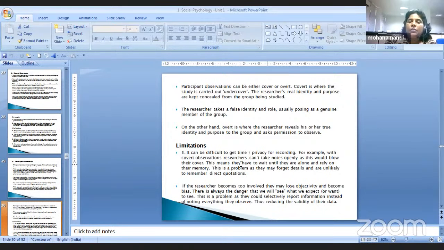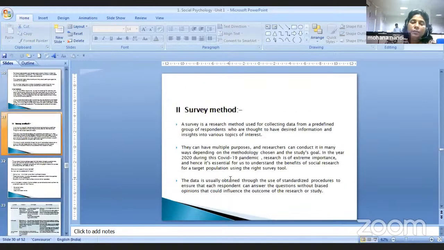It can be difficult to get time and privacy for recording. For example, with covert observation, researchers can't take notes openly as it would blow their cover. It happens most of the times. They don't even entertain you. Even if they do, whenever you are going for publications and all, they don't accept that. This means they have to wait until they are alone and rely on their memory. This is a problem as they may forget details and are unlikely to remember direct quotations.